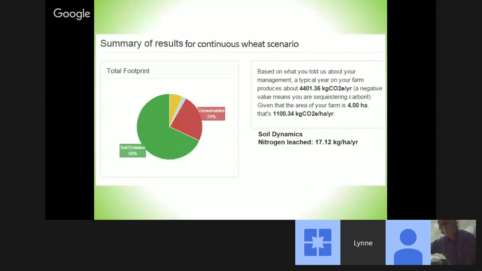So right now, what you can also see is just a pie chart of your sources of footprint. So in this scenario, again, most of it was coming from gas emissions from the soil. And it pops up on a different page, but you also get an estimation of the nitrogen leaching from that scenario.